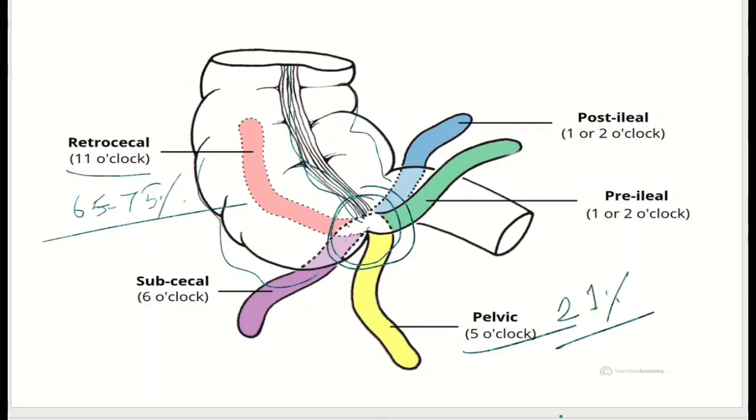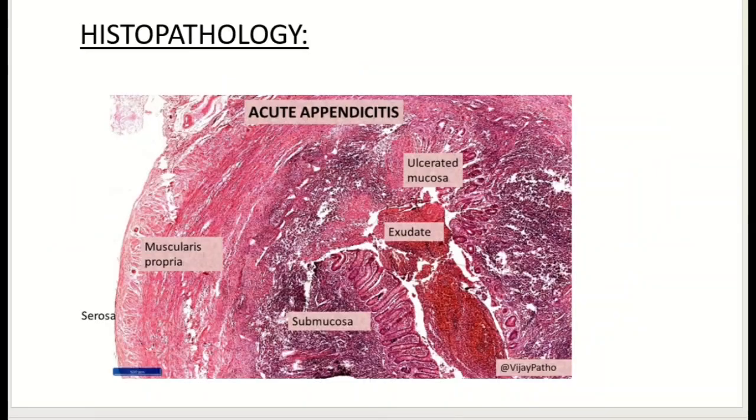Next most common is pelvic, which is around 21% common. Pelvic appendix means appendix tip at the 5 o'clock position. Post-ileal 1 or 2 o'clock position, pre-ileal 1 or 2 o'clock position, and there is also subcecal, that is 6 o'clock position. Sometimes the tip may be subhepatic also.